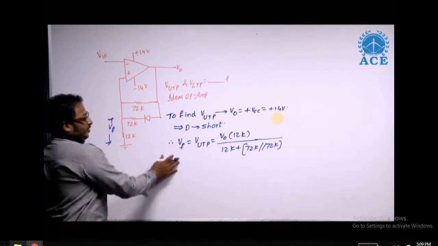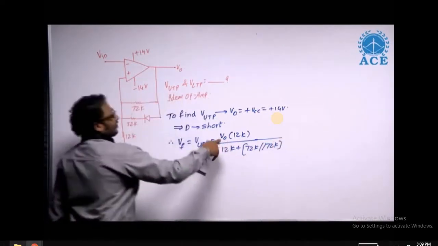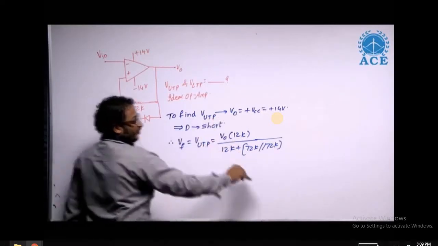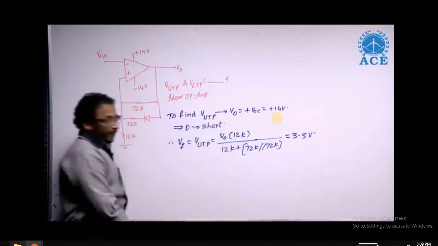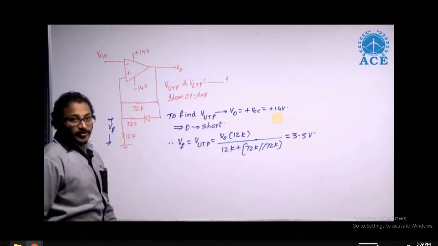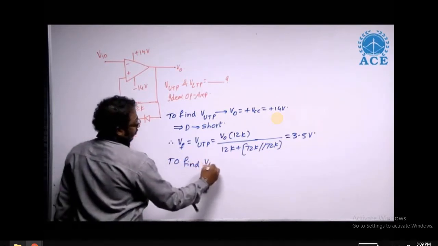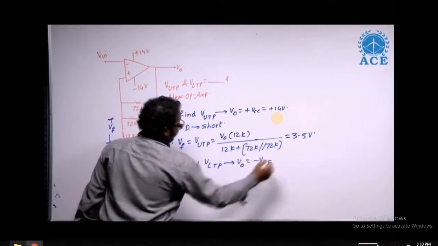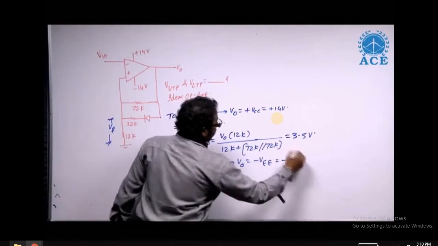Right. So therefore, if I substitute the value as plus 14 volt instead of V naught and simplify, I will be getting 3.5 volt. That's the upper threshold point value. Similarly, to find the lower threshold point, no doubt V naught acts as minus VEE. Minus VEE is given as minus 14 volt, right?